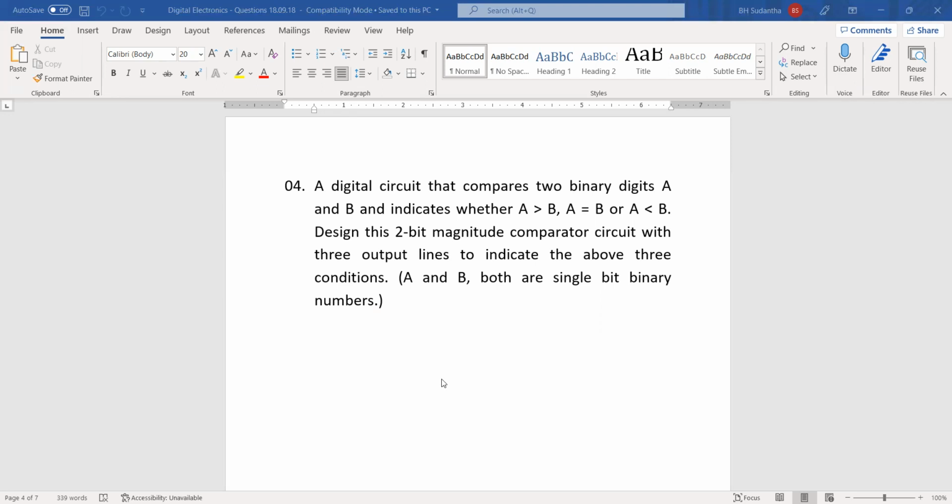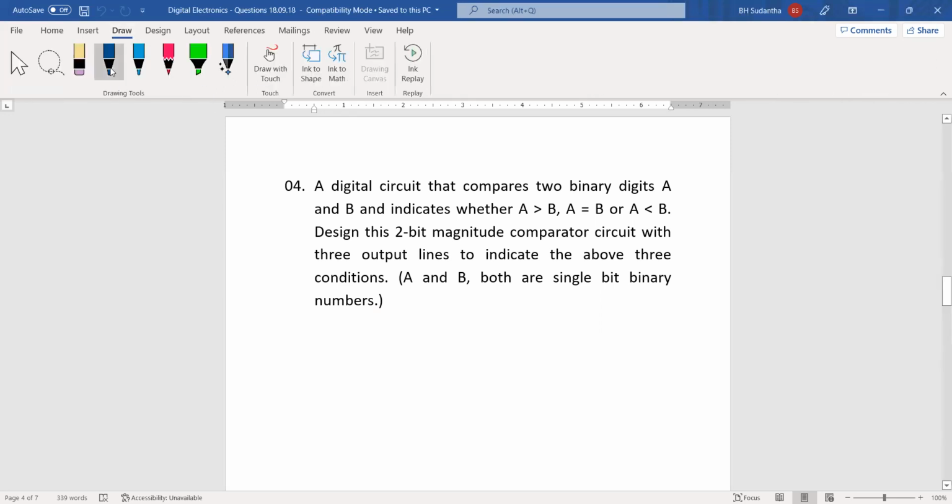Okay. Then you will realize that here we have 2 inputs, that is A and B. A and B are single bit binary numbers, as you can read in the last line. Because A and B are single bit binary numbers, we can draw this block diagram here.